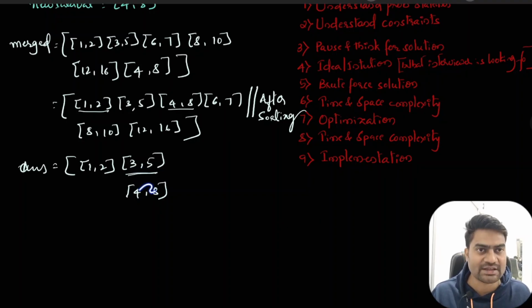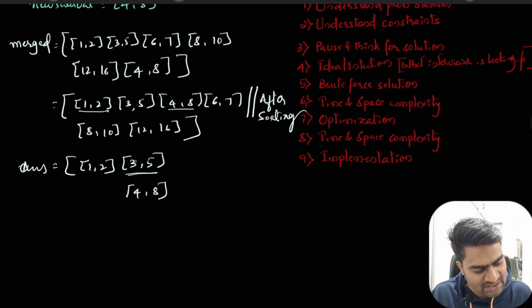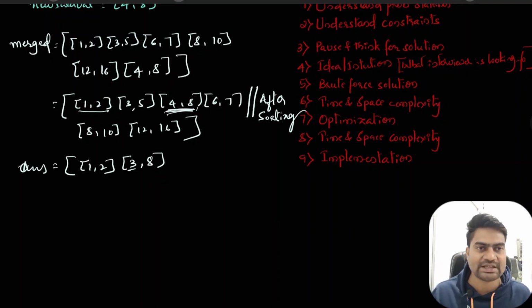So now if that is the case, I will simply update this latest value by taking the minimum of these two values and maximum of these two values. So if that is the case, this will be again 3 and this will be 8 because maximum of 5 and 8 will be 8. So I will remove this part and I will add 8 here. Okay, so now I successfully processed this value.